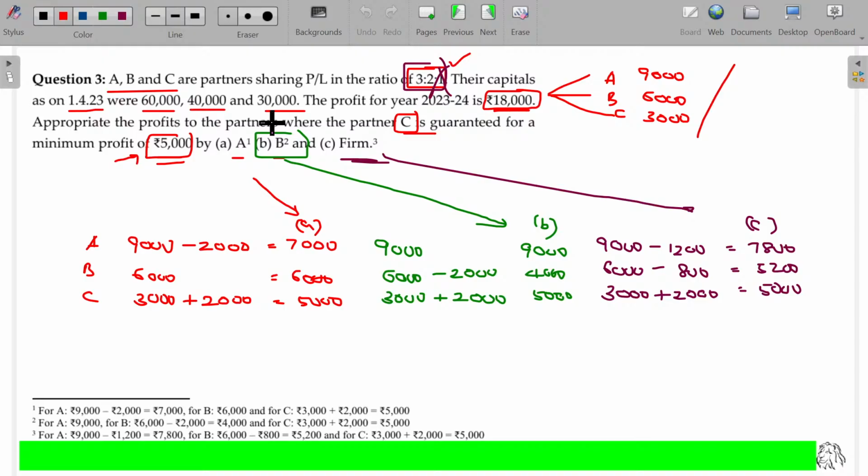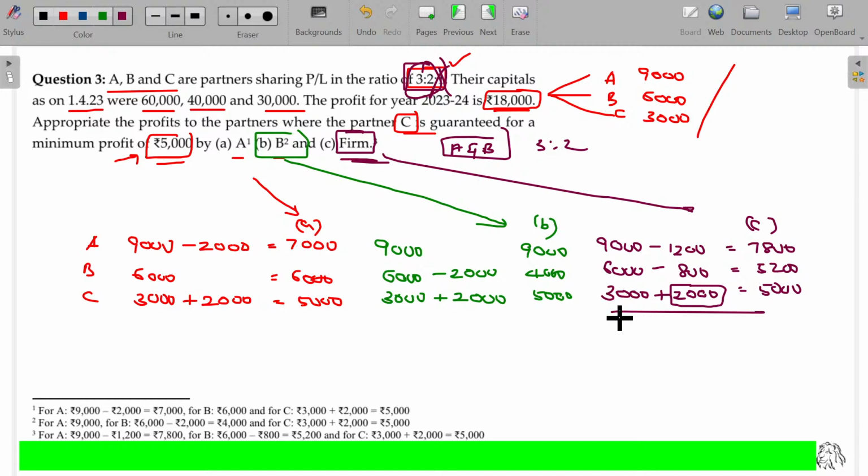So case 3. Now the guarantee given to C being 5,000, there's a shortage of 2,000. The guarantee is given by whom? Partnership firm. Partnership firm means A and B together have given the guarantee, the rest of the two partners, and as per their own P&L ratio. So this 2,000 will be shared by A and B, the remaining two partners. That's called guaranteeing by the firm.